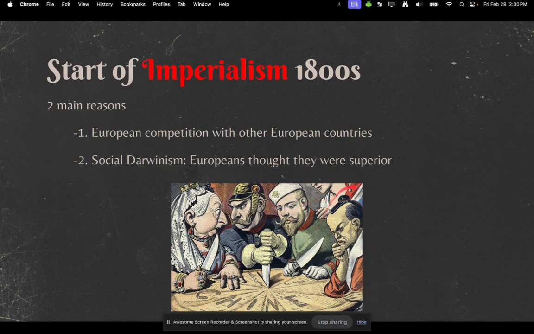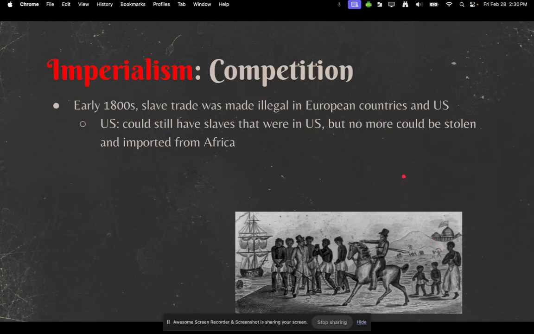Now, you'll also see over here, this is supposed to be a representation of Japan. Japan also had a lot to do with imperialism. We'll talk about that more when we do our World War I, World War II unit. All right, so let's talk about the competition side of this.